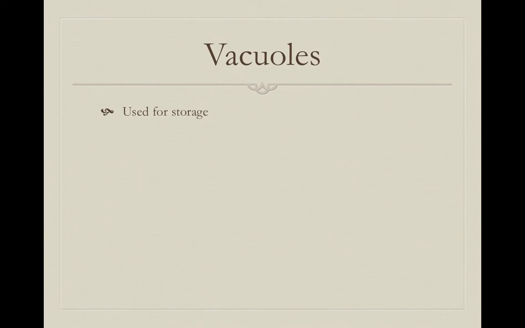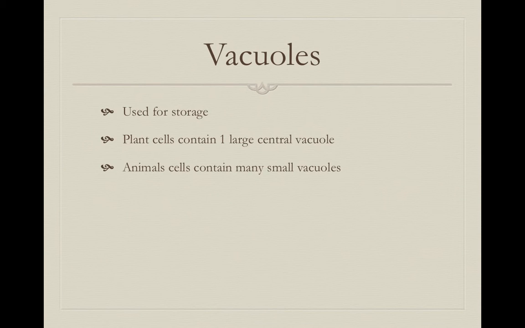Vacuoles. Vacuoles are used for storage. Plant cells usually contain one large central vacuole, whereas animal cells usually contain many small vacuoles. Actually, some protists have contractile vacuoles which pump out excess water. So that's just an example of what a vacuole can do. That's just in protists, though. Vacuoles are usually used for storage in plant cells and animal cells.